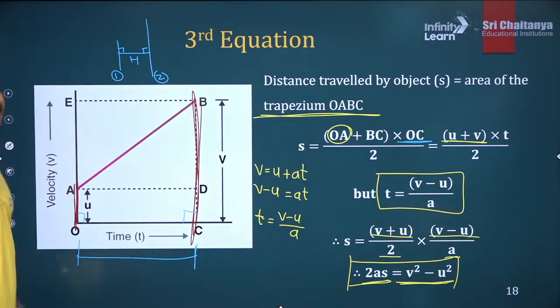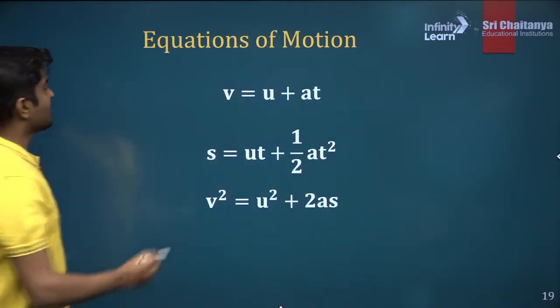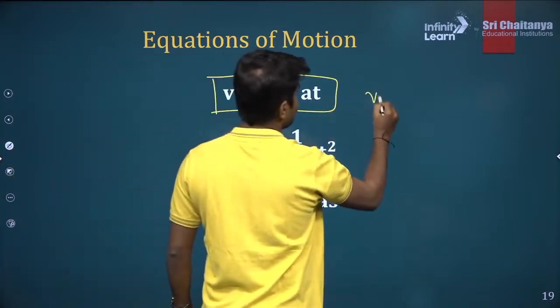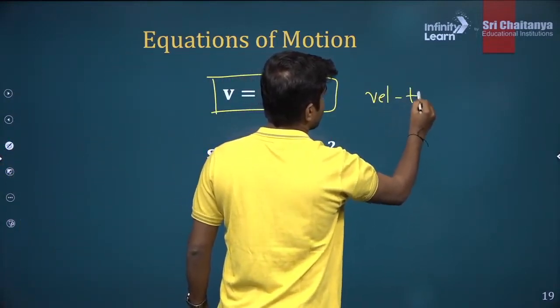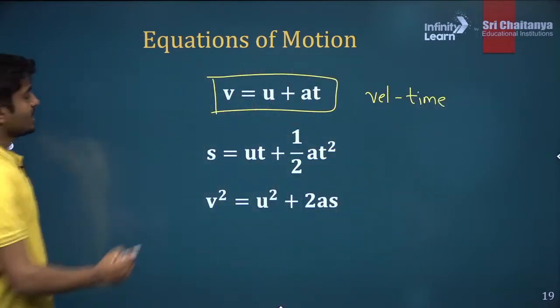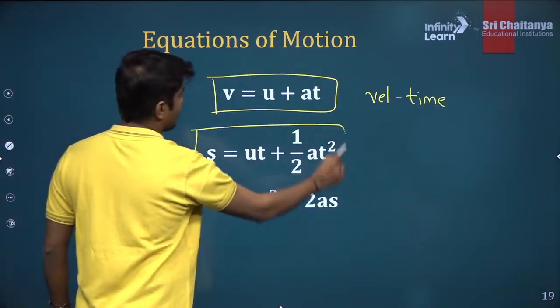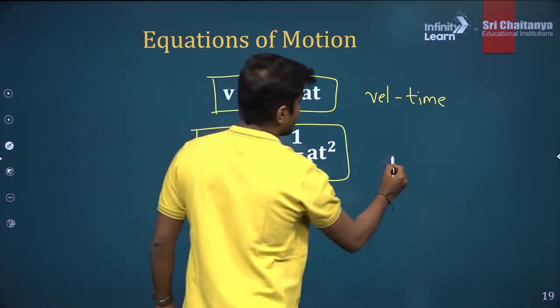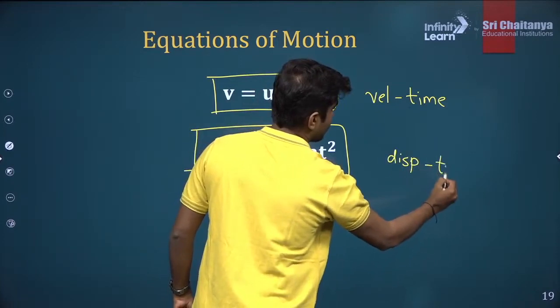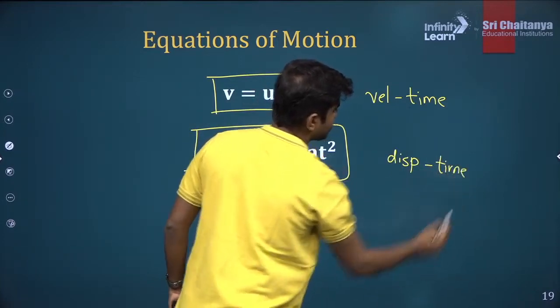So remember all the three equations. The first equation, V is equal to U plus AT. This is a velocity time relationship. Then the second equation, S is equal to UT plus half AT square. This is a displacement time relationship.